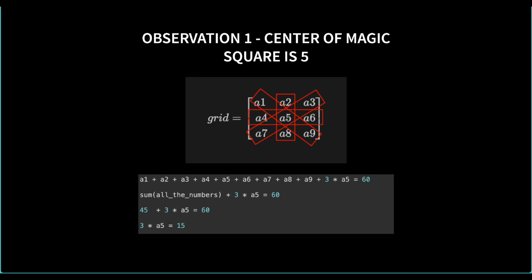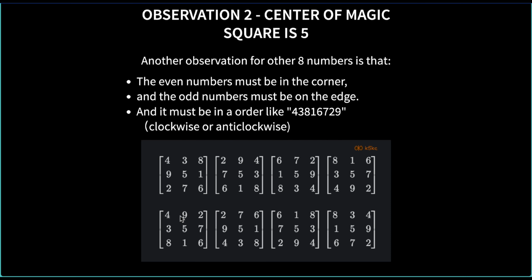Now let's go to our second observation. Another observation is that in all the magic squares of size 3 by 3, the even numbers must be at the corners. So for example, in this magic square, we can see that 4, 8, 6 and 2 are at the corners. Similarly, all the odd numbers must be on the edges. For example, we can see that 3, 7, 1, 9 are on the edges, right?